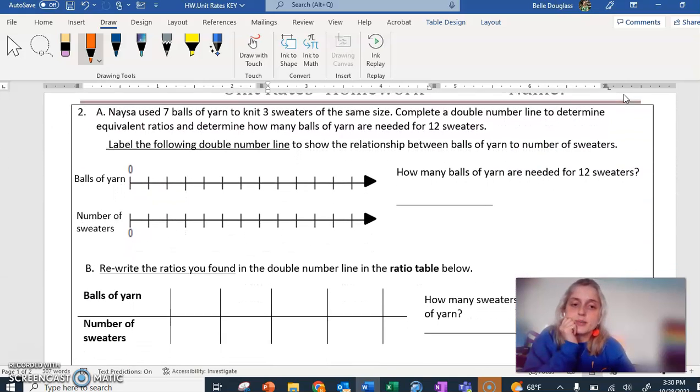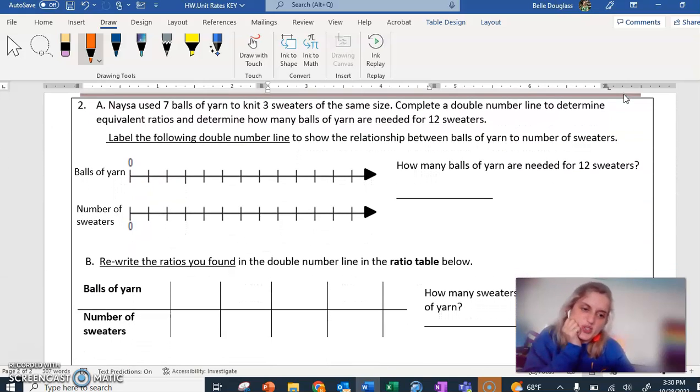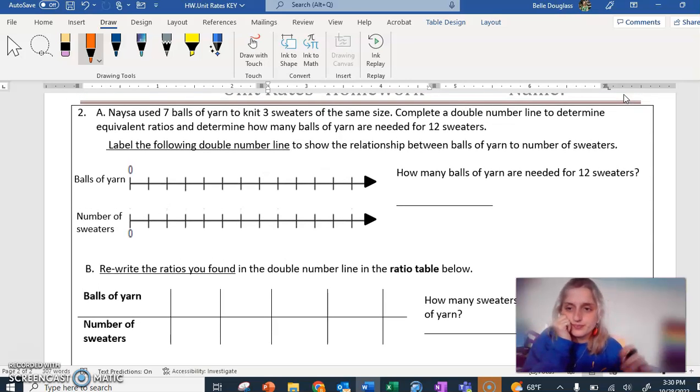All right, this is a double number line, which I don't love, so I'll do it for you so that you know what it looks like. It's basically a ratio table. Nysa uses 7 balls of yarn to knit 3 sweaters. Balls of yarn, sweaters. Balls of yarn, sweaters. Complete a double number line to determine equivalent ratios. So double number line, just like a ratio table, finding equivalent ratios.